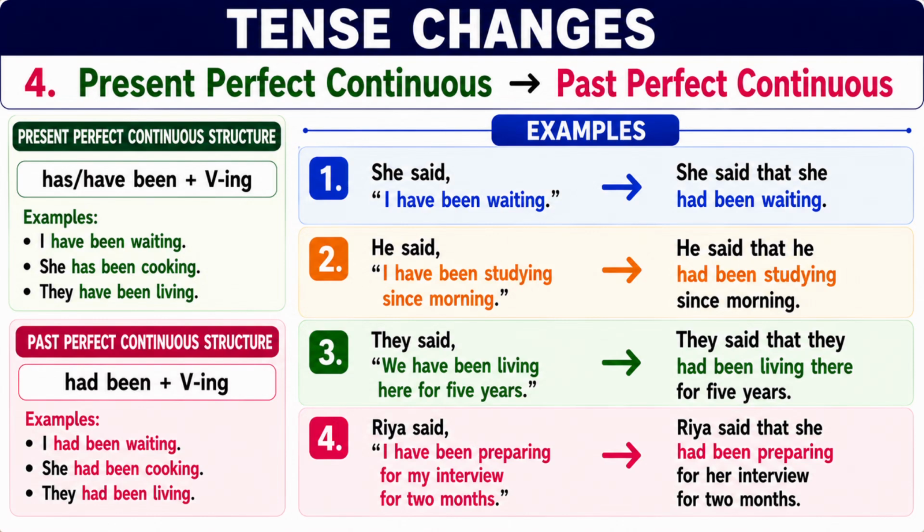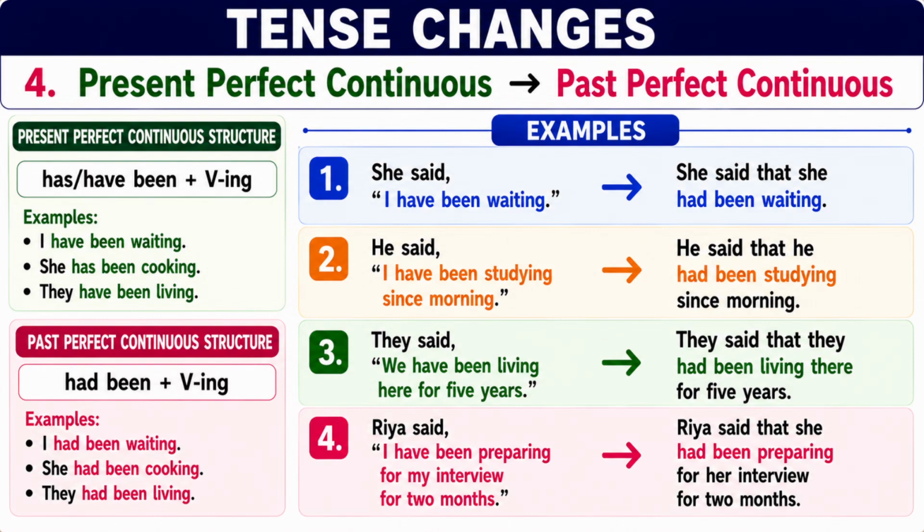Example 1. She said, "I have been waiting." It becomes, she said that she had been waiting. Example 2. He said, "I have been studying since morning." It becomes, he said that he had been studying since morning.